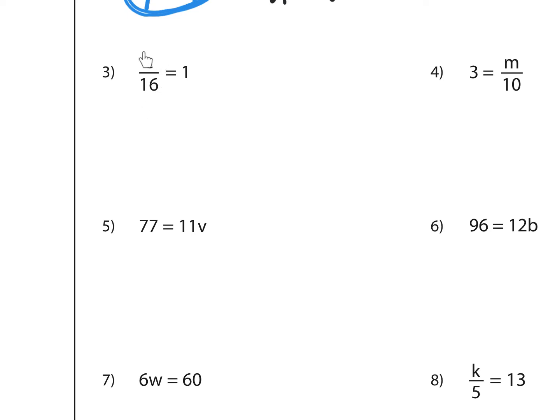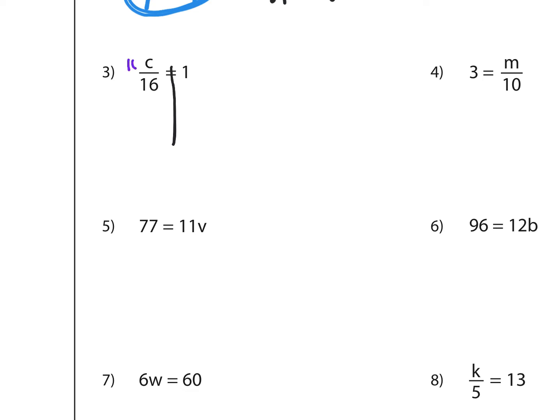Number 3 is written differently. In fact, if I look at the equation, I see c, and this fraction bar also means division, so this is c divided by 16. So on the side with the variable, we see that we're dividing, and so we're going to do the opposite of dividing, which is multiplying. I'm going to do the shortcut.